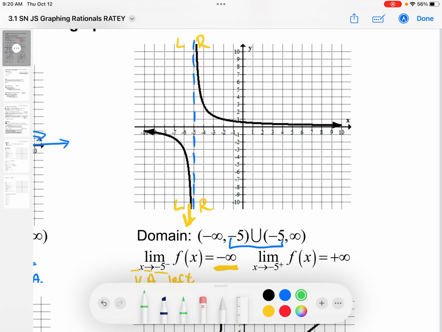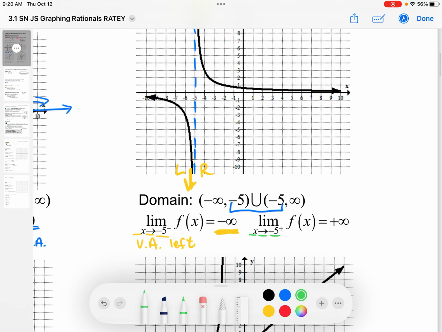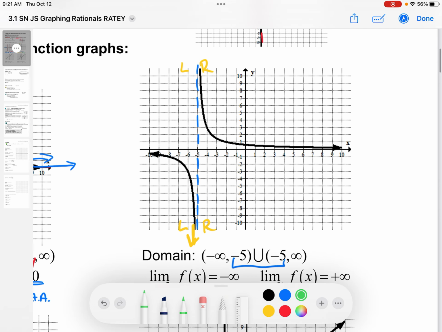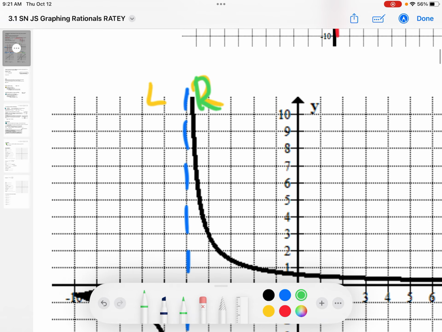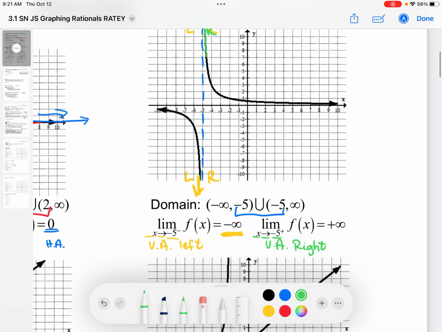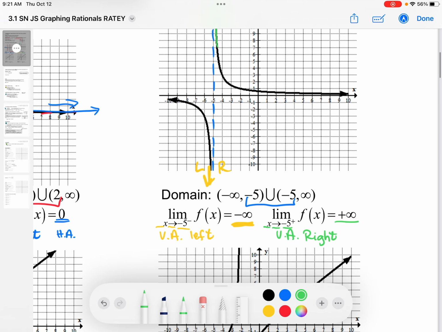And then on the right side, limit of f of x as x is approaching -5 on the right, that positive, it's still a vertical asymptote, and we are looking at the right side of the vertical asymptote. So if we look just immediately to the right of our dashed line, our graph as it gets closer to it is going up, up, up on the right. So that limit is positive infinity.